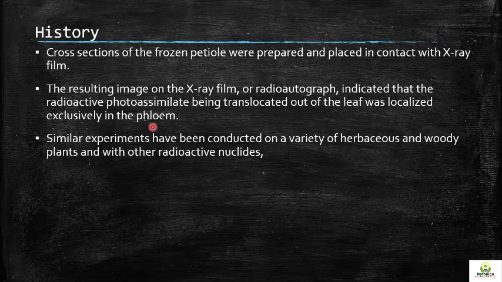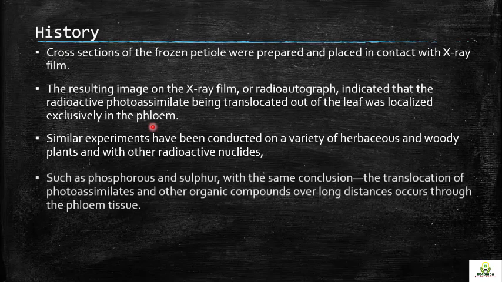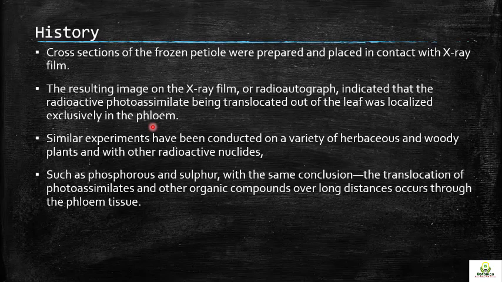Similar experiments using radioactive atoms were conducted on a variety of herbaceous and woody plants and with other radioactive nuclides. There were many lines of evidence, but these three are just historical events which confirmed the path of photoassimilates from the leaves to other parts of the plant. Phosphorus and sulfur were also used, with the same conclusion.